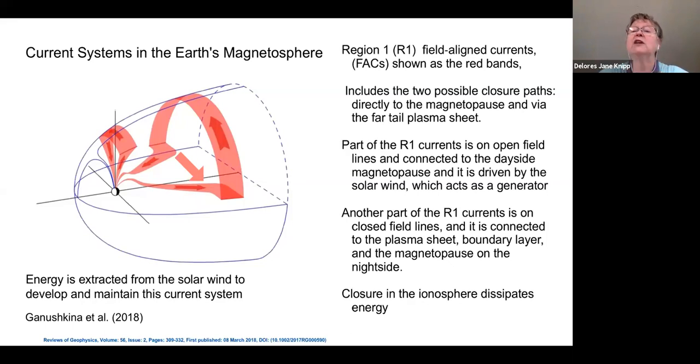But until we can do the modeling, and I actually have folks who run the Space Weather Modeling Framework working on this event in their spare time, nights and weekends, we're still trying to figure out how the ring current could have been so disrupted. We just don't know.